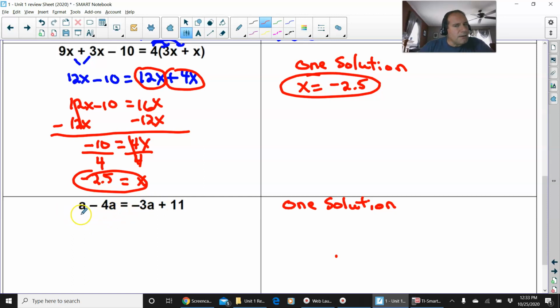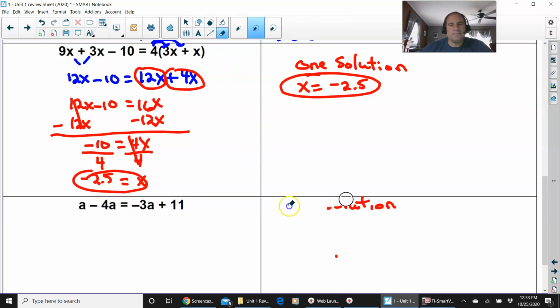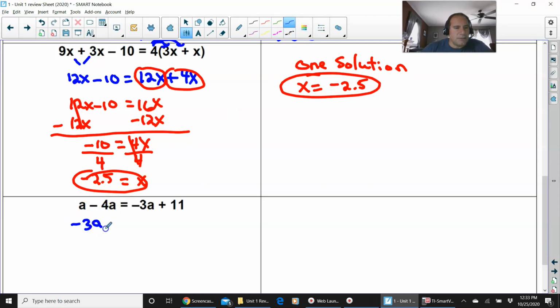Oh, wait a minute. I rushed. Look, a minus 4a. Maybe it's not one solution. I'm going to erase it. Don't rush to judgment. Okay, so we have a minus 4a is negative 3a. Now we have that. Okay, wait, but there's nothing else on that side. And then there's negative 3a plus 11. I still don't know what that is.